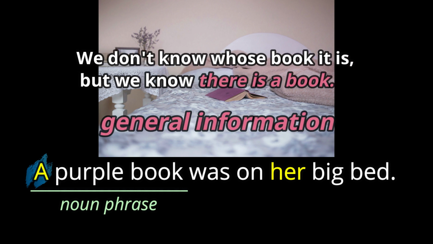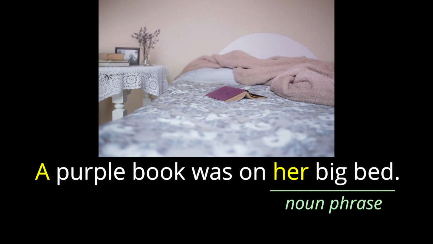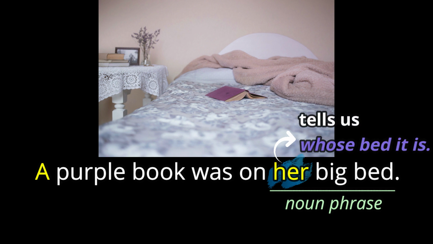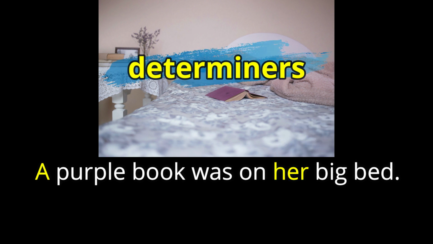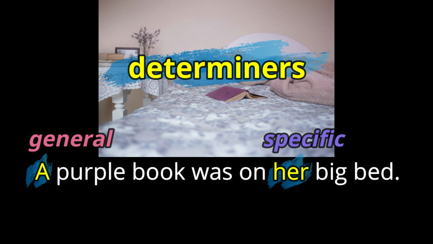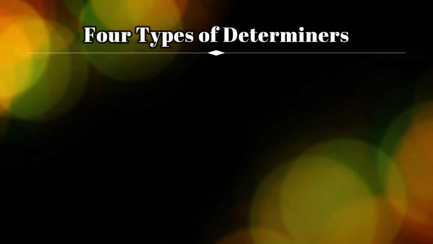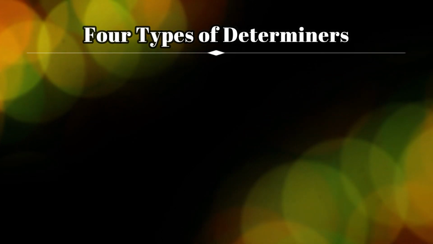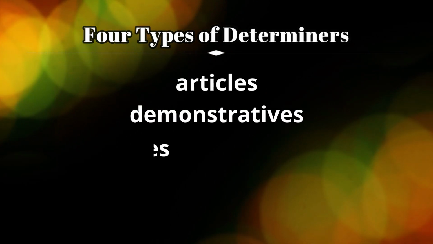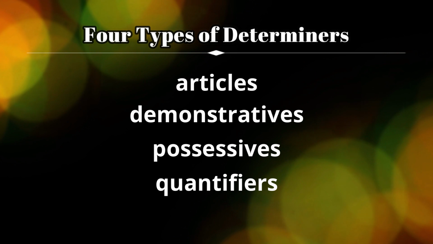It's just general information. And if we look at the next noun phrase, her big bed, her is the determiner, and this is a specific determiner because it tells us whose bed it is. Okay, so we have general determiners and we have specific determiners. Now, there are 4 types of determiners in English. These types are known as articles, demonstratives, possessives, and quantifiers.